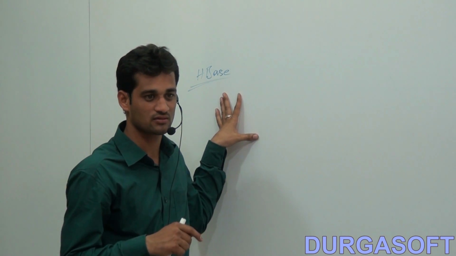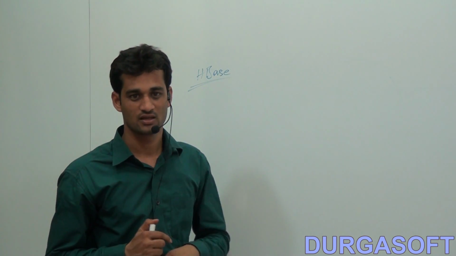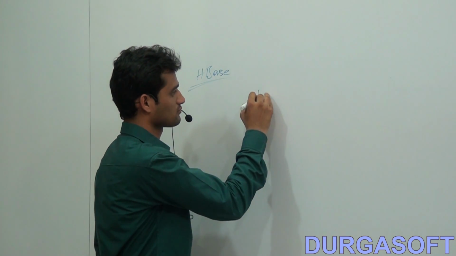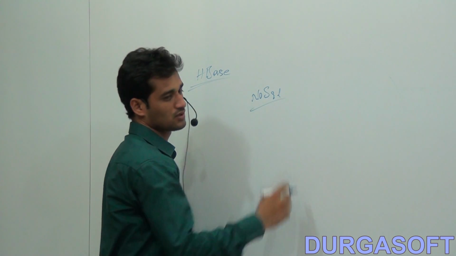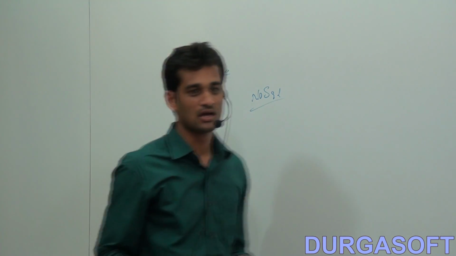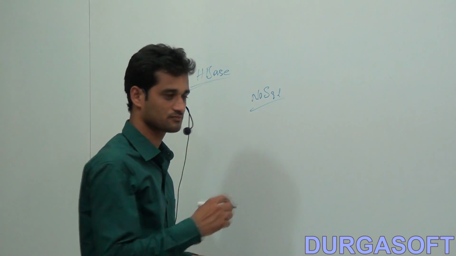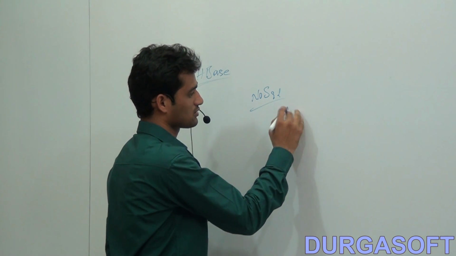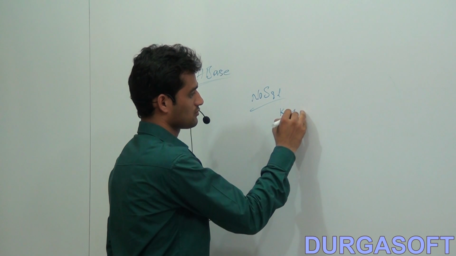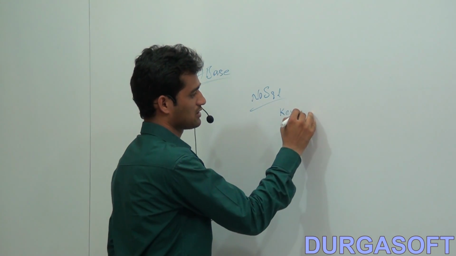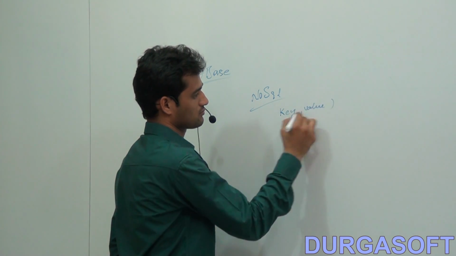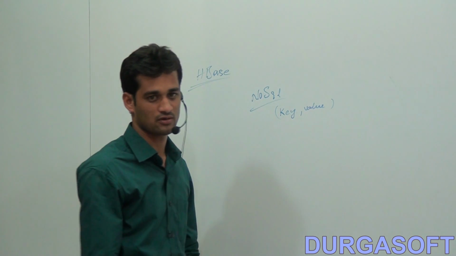There it is Bigtable, here it is Hbase. Simply to say, it is a NoSQL database. All your data will be taken in the form of key comma value pairs here. Here also it is taking data in the form of key comma value pairs. Key comma value pair only.